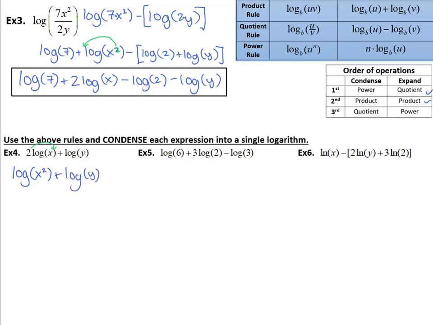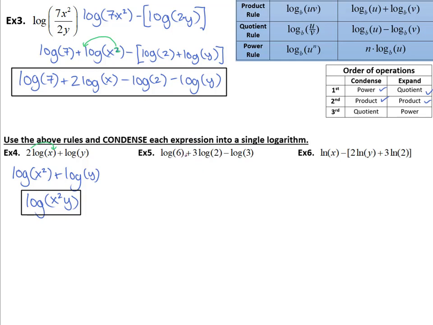Okay, our next one. Now we need to do the product rule. Do I have logs being added? Yep, and that says that we can write them as one log and multiply the inside. So x squared times y. And the last one would have been the quotient rule. Do we have any subtraction of logs? No, I'm pretty sure we've simplified this all the way down to 1 log, and that was our goal. Perfect.